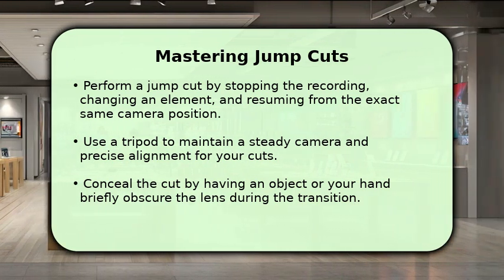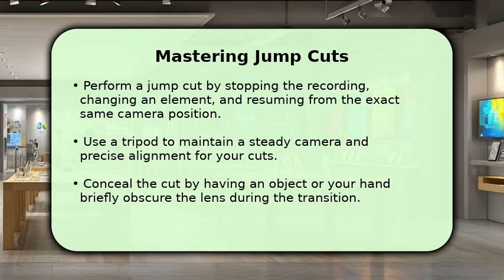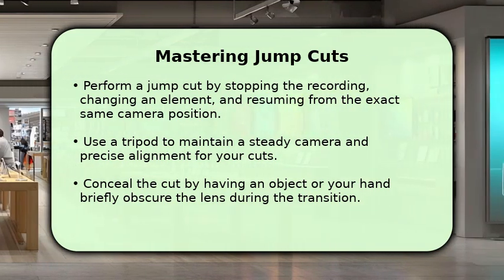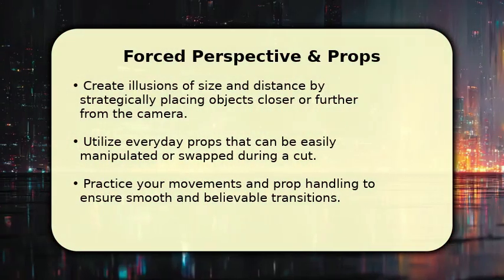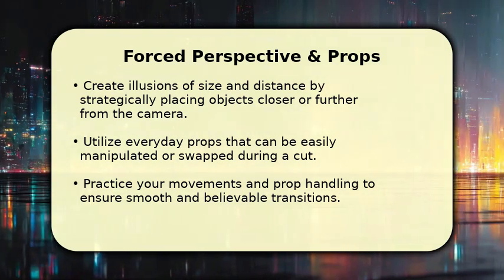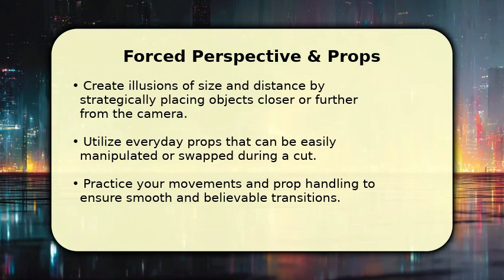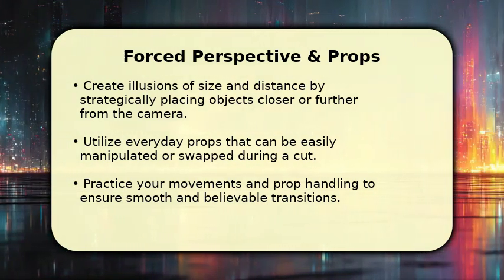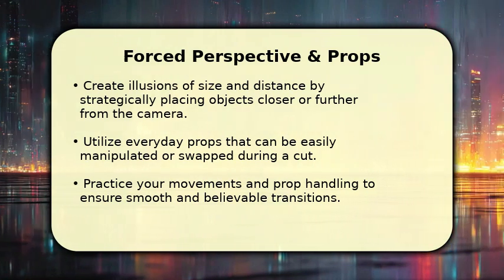For an even smoother transition, try having an object or your hand briefly obscure the lens during the moment of the cut. Forced perspective is another powerful tool. You can create illusions of varying size and distance by strategically placing objects closer or further from the camera than they appear. Don't underestimate the power of everyday props.